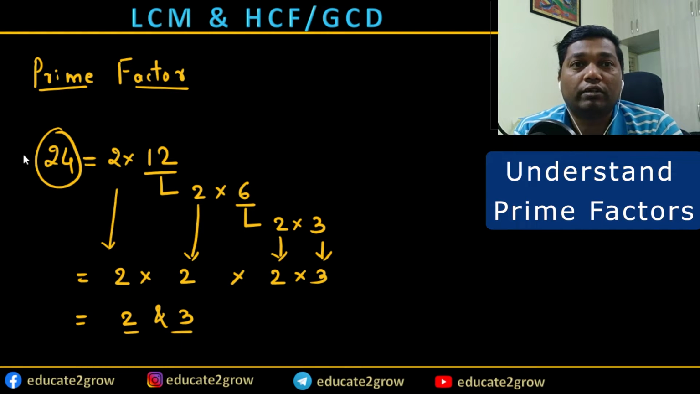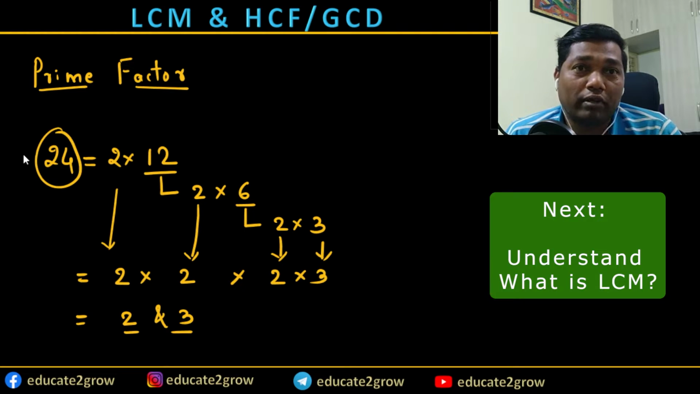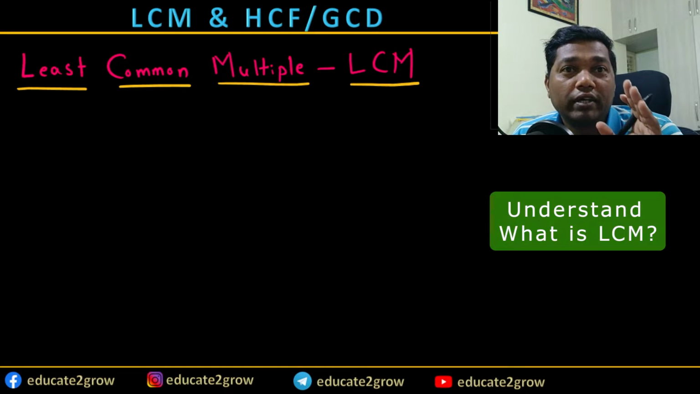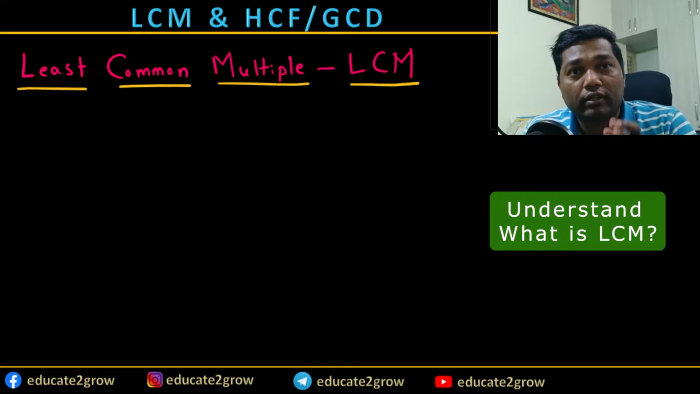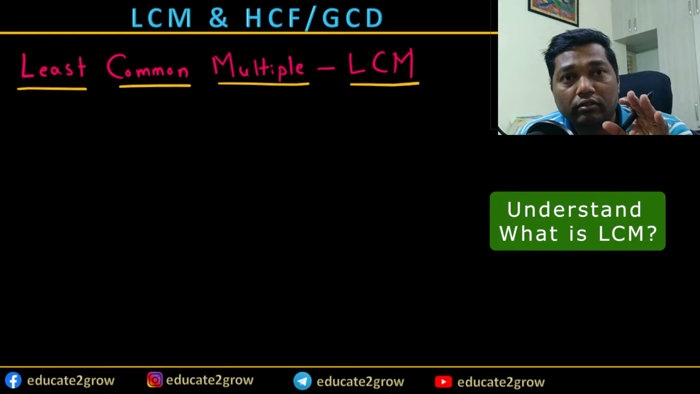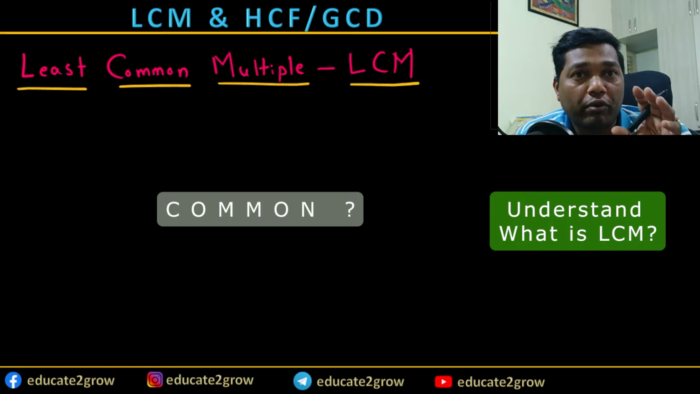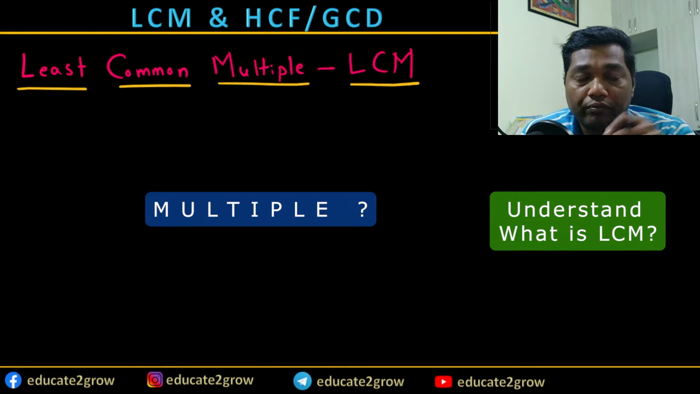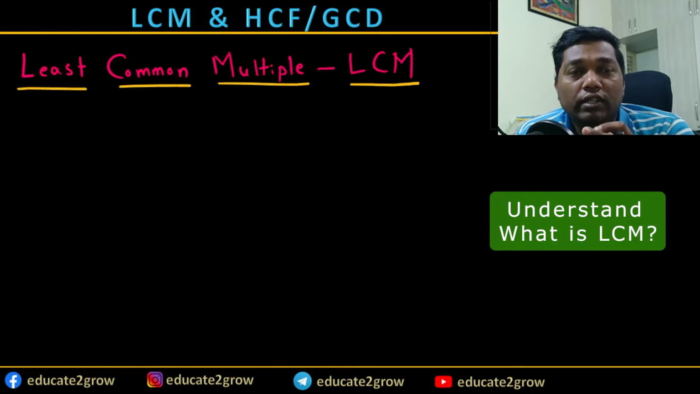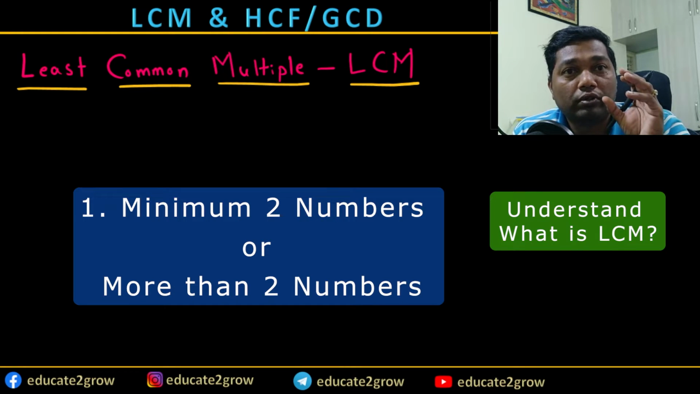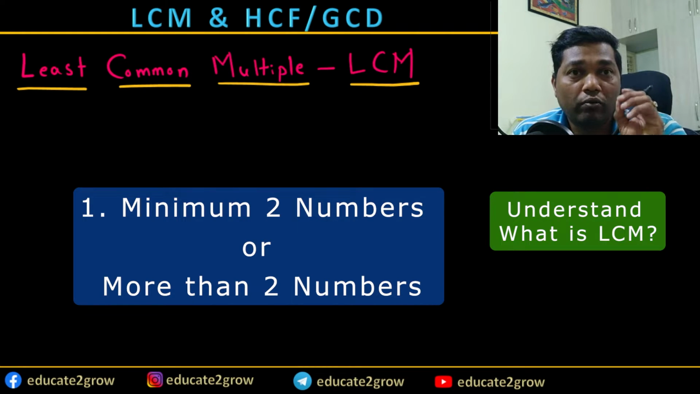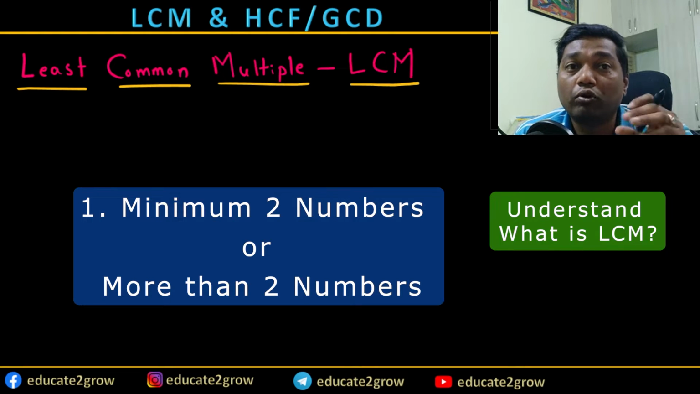Okay, let's continue with the next option, that is the least common multiple, and the HCF and GCD we will start one by one. Let me explain the least common multiple, that is LCM. I'm going to make you understand what you mean by least, what you mean by common, what you mean by multiple. The first condition here is we need minimum 2 numbers, then only we need to solve this problem. I'll make you justify this statement, why we need 2 numbers or more than 2 numbers.